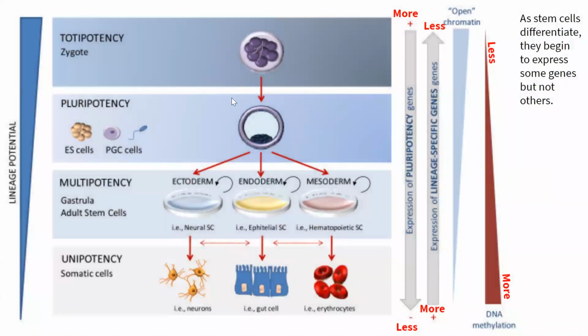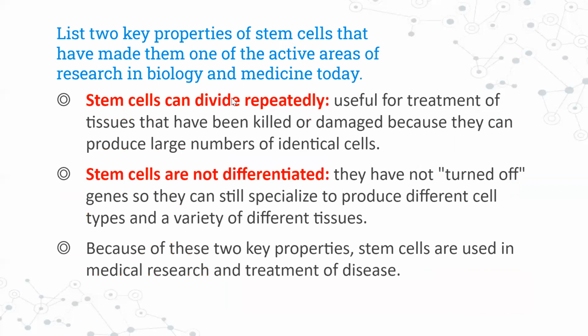Okay. This kind of just shows you why stem cells are good for research. They divide repeatedly, so you can have unlimited amounts of them, and they're not differentiated. You can turn them into whatever you want. It's like a piece of clay, right? You can mold it to whatever you see fit.